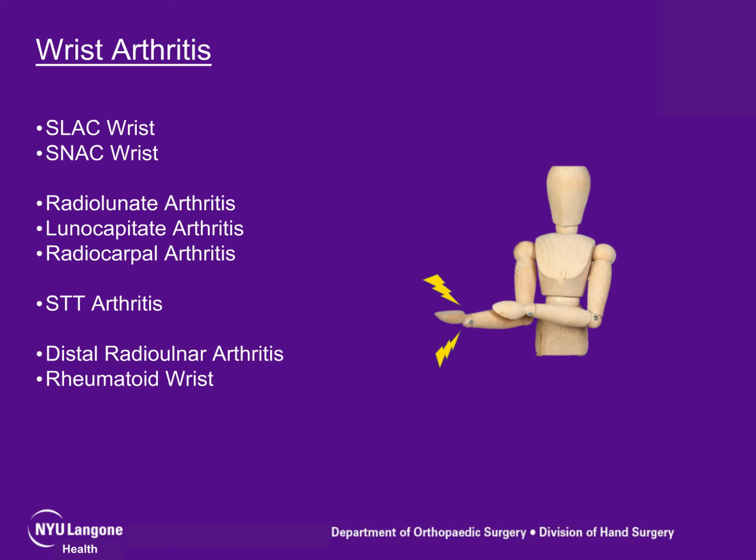So what distinguishes arthritis of the wrist from arthritis in other parts of the skeleton is that it's more often than not the sequelae of some distant injury or instability. So, for instance, I've listed here some of the most common patterns of arthritis, and we'll start with SLAC wrist.